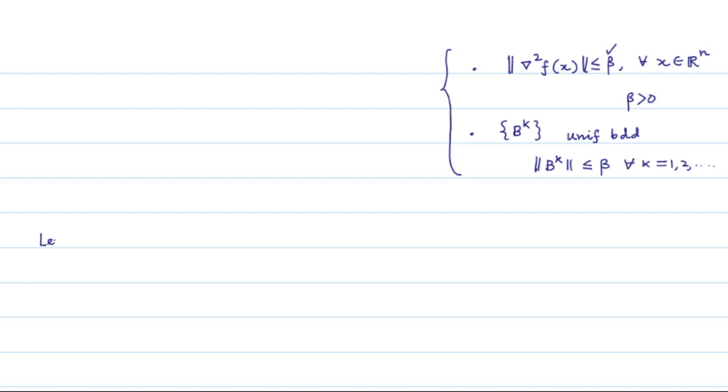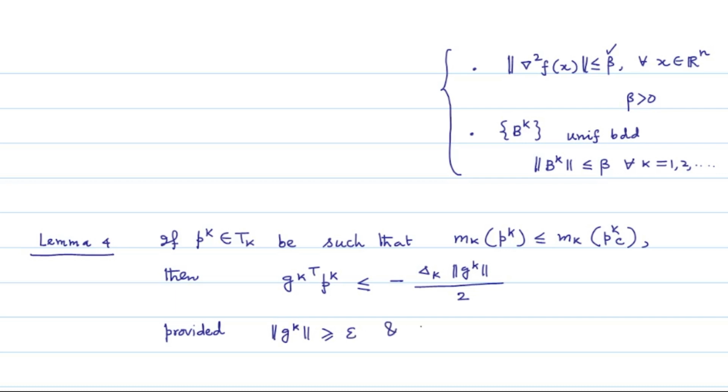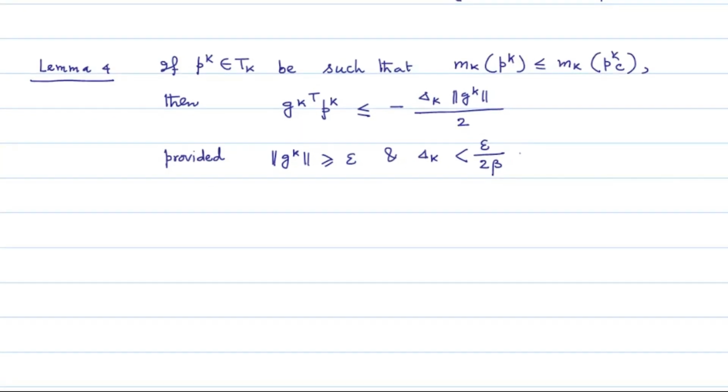Now we go for proving that if pk is a point in the trust region such that mk(pk) is less than or equal to mk(pkc), then we have the gradient transpose pk less than or equal to, provided you have norm gk greater than or equal to epsilon and the trust region radius is less than epsilon by 2 beta. Let us prove this result.